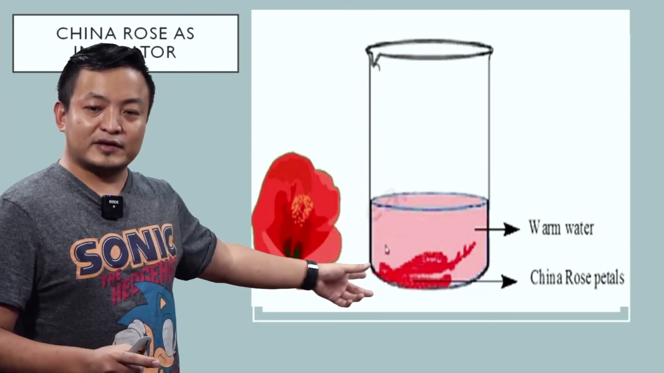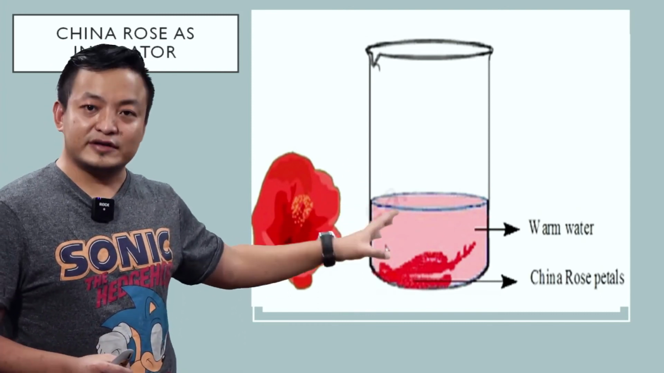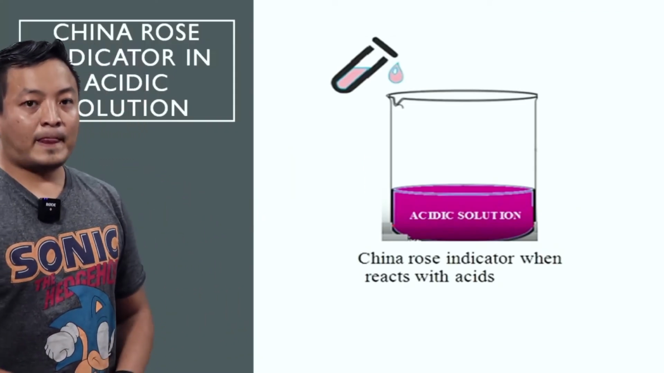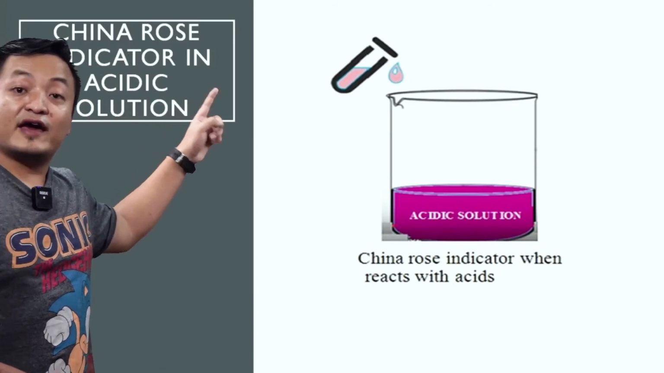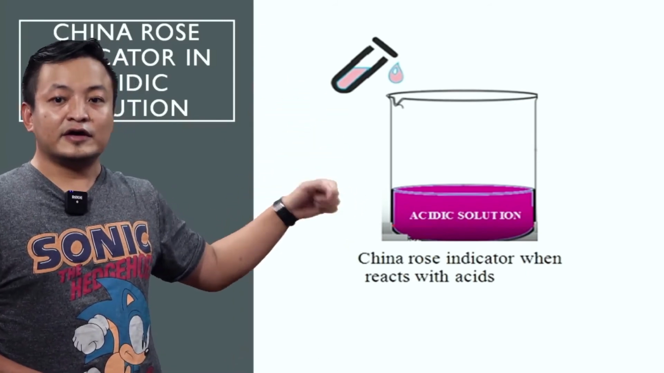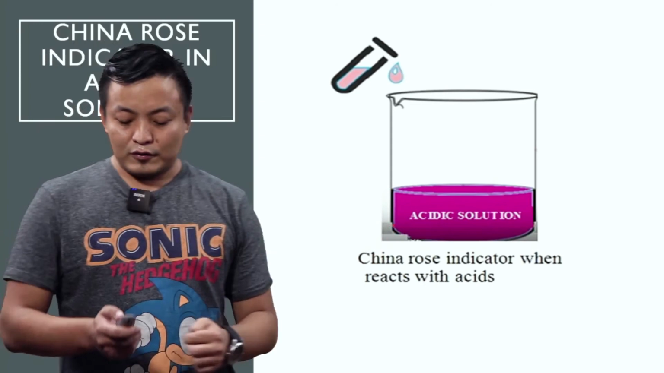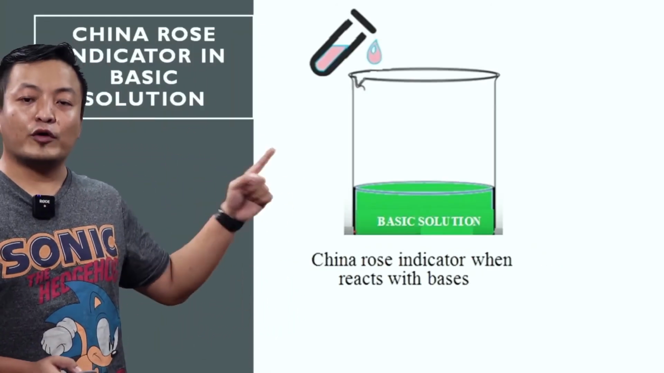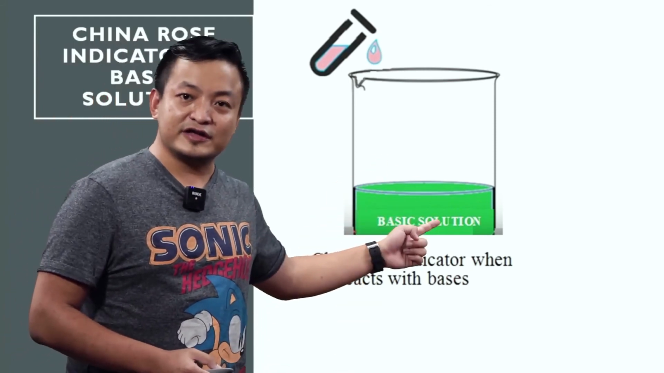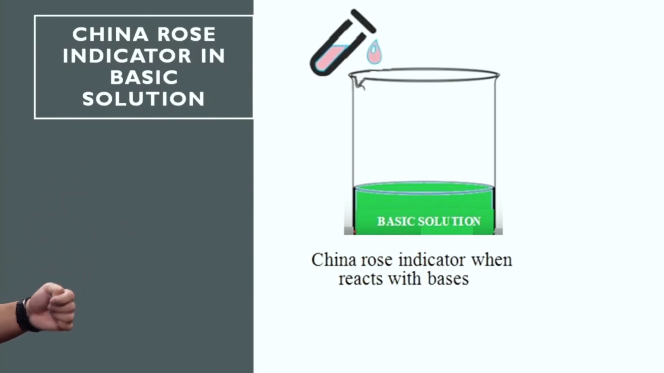So now we are making a solution here, and when the solution turns red, then our indicator is ready. We'll see the observation. So students, now this is China rose indicator in acidic solution. When we put an acid in that indicator, it will change to this color. Now, when we put a base in the China rose indicator, the color will change to green. So you can see here, China rose indicator in basic solution turns green.